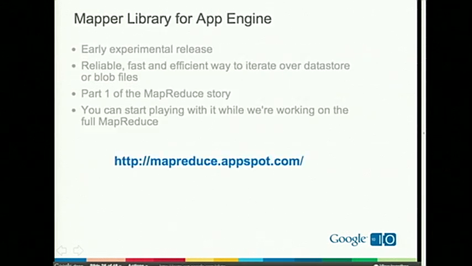So we decided to build our MapReduce framework on top of task queue, probably adding some necessary services while we go. So today, I'm pleased to announce that we have successfully completed part 1 of the MapReduce story. We have implemented map, which is not all of MapReduce, but we decided that it's already useful enough for you guys to work on. And it's a reliable, fast, and efficient way to iterate over your data store or blob files or whatever other data source is possible. You can start playing with it today, and while we're extremely busy giving you the full MapReduce, you can already start using it, take a look at our APIs, and write your code.